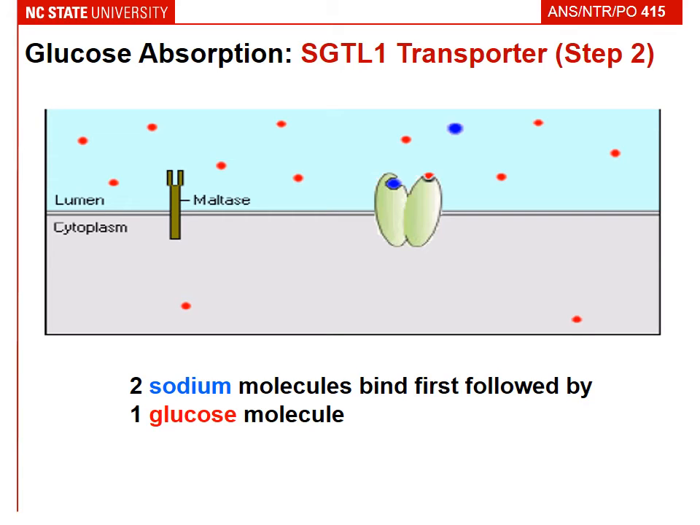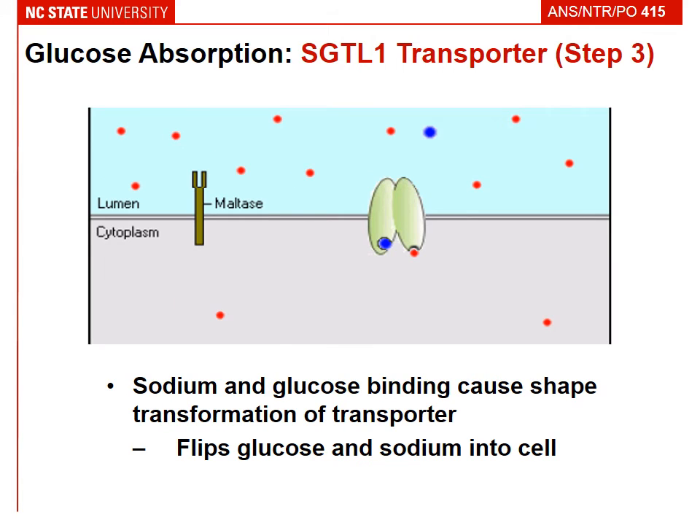When both the sodium and the glucose bind the SGLT1, the SGLT1 transporter actually flips within the cell. So the binding of the sodium and the glucose causes a conformational change, and that causes the transporter to flip in, and it flips glucose and sodium into the cell. So that is how SGLT1 works.